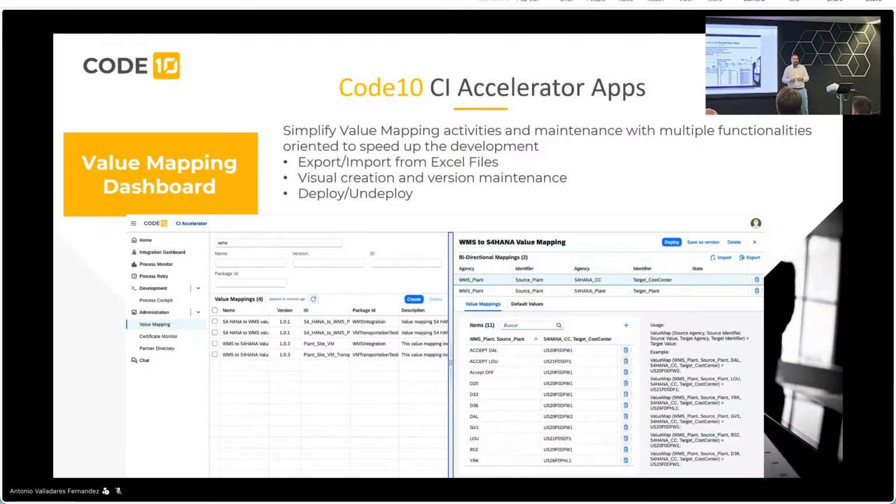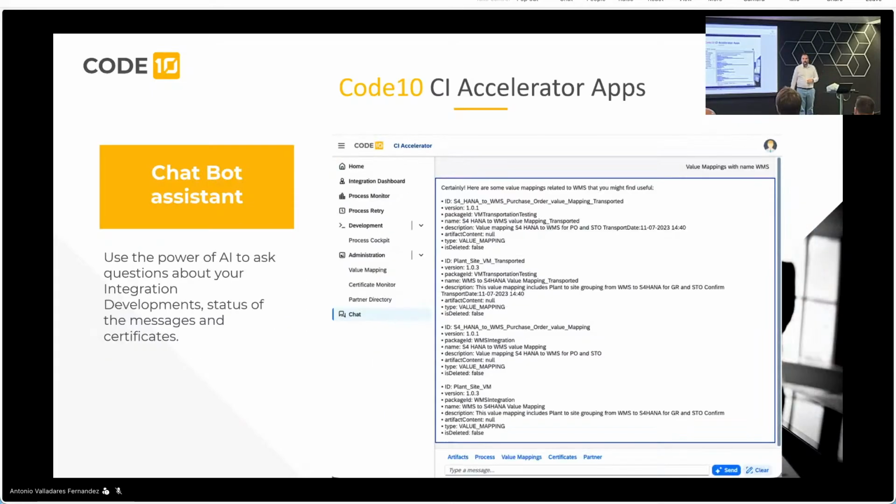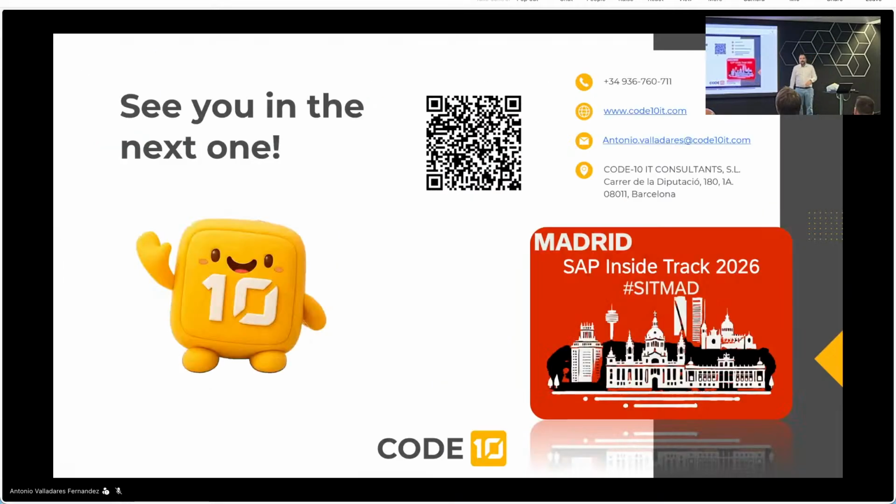We can load value mappings from Excel, export them into an Excel, and deploy value mappings here, etc. We have automatic documentation related with integration suite that automatically documents at this moment the iFlows, certificate monitoring, and a chatbot that you can ask questions, like which value mapping is used for doing WMS conversions, and it will tell you. These are some features. Thank you very much.